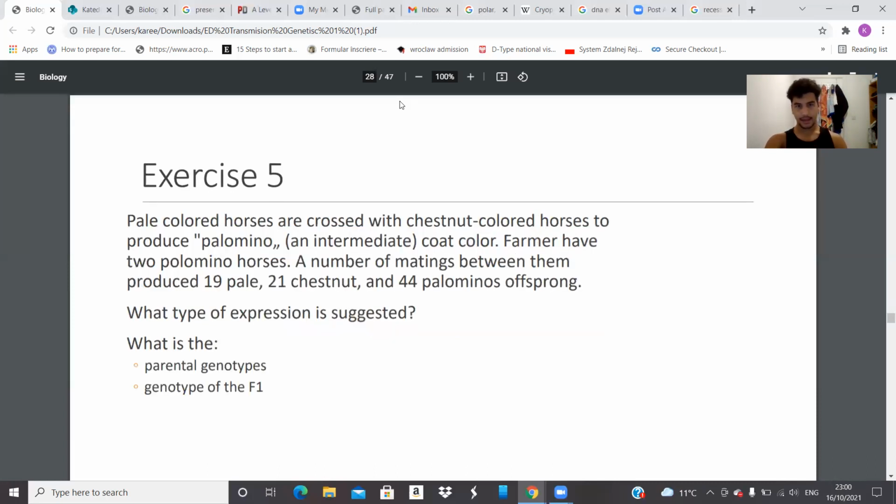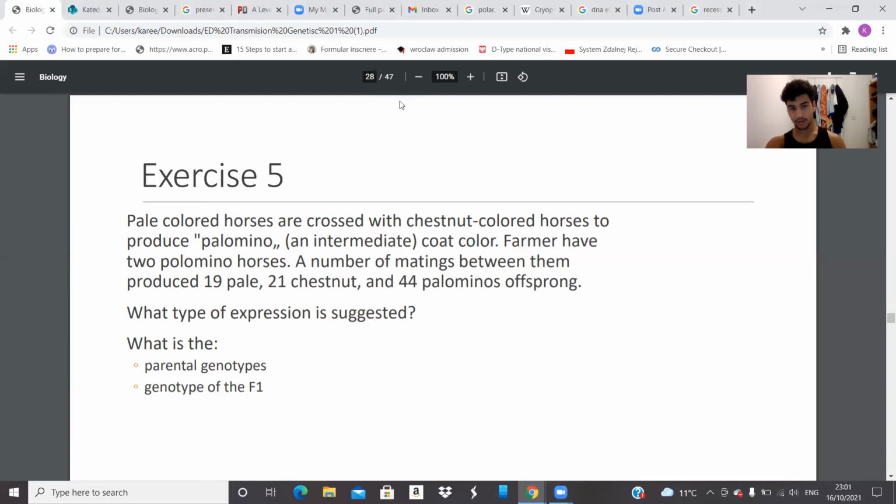Exercise number 5. Pale colored horses are crossed with chestnut colored horses to produce palomino, intermediate coat color. Intermediate straight away. If you mix it, making an intermediate, that means that it's incomplete dominance. I already know the answer to the first question, just by reading the first sentence: intermediate coat color, straight away incomplete dominance.